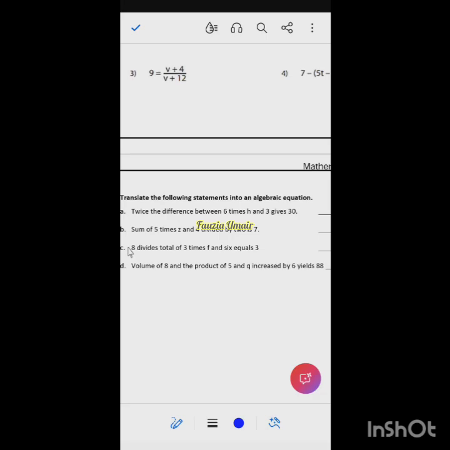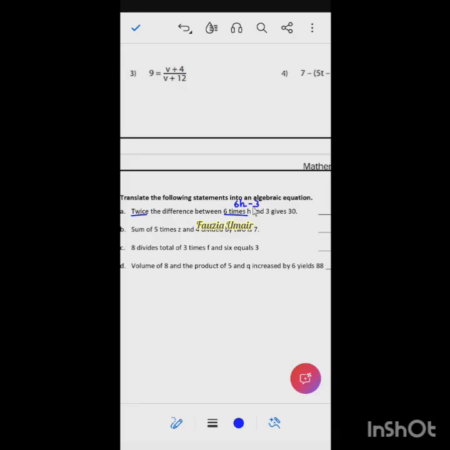First, we will write the mathematics. Twice means double, so we multiply by 2. Then difference means minus, and 6 times h means 6 multiplied by h, like 6h. And 3. So if you read this part, 6 times h is 6h. Difference between 6h and 3, so minus 3.